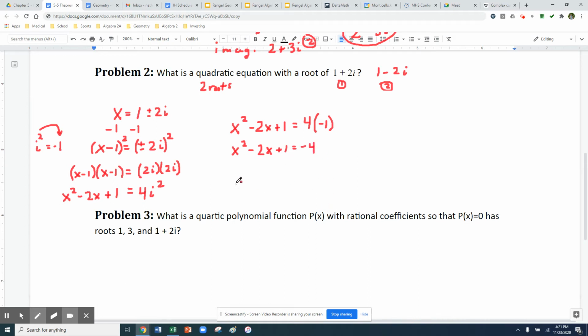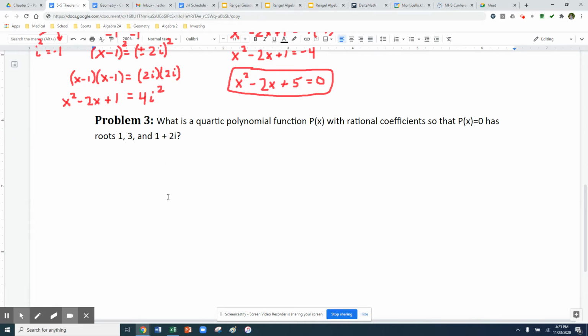And the only thing left to do is to add that 4 back over because we want our polynomial set equal to 0. And we're left with x squared minus 2x plus 5 is equal to 0. So there would be my polynomial that's got the two complex roots of 1 plus 2i and 1 minus 2i.